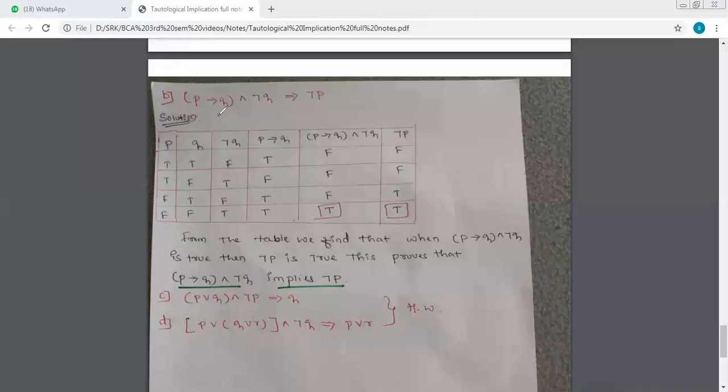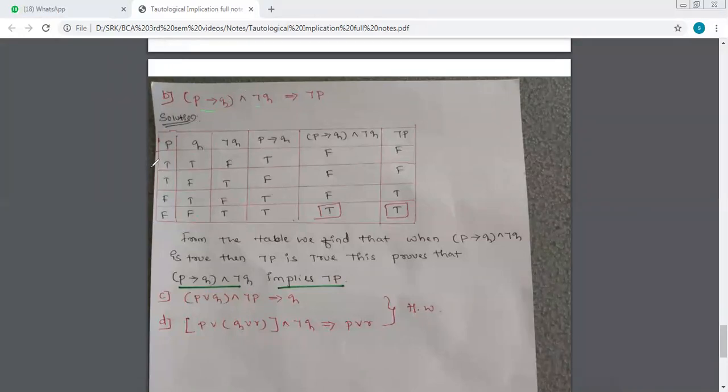Here, first we do the conditional, next we do the negation of Q, and then in between we have the conjunction. There are two variables, P and Q, so the possibilities are true true, true false, false true, false false. First we need the negation of Q: the negation of true is false, false is true, true is false, false is true. Next there is P conditional Q. We want P conditional Q, we did the negation of Q, and after that we do the conjunction.